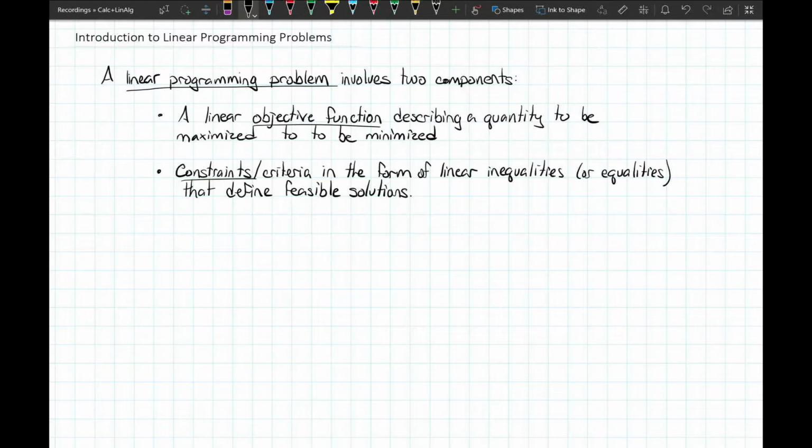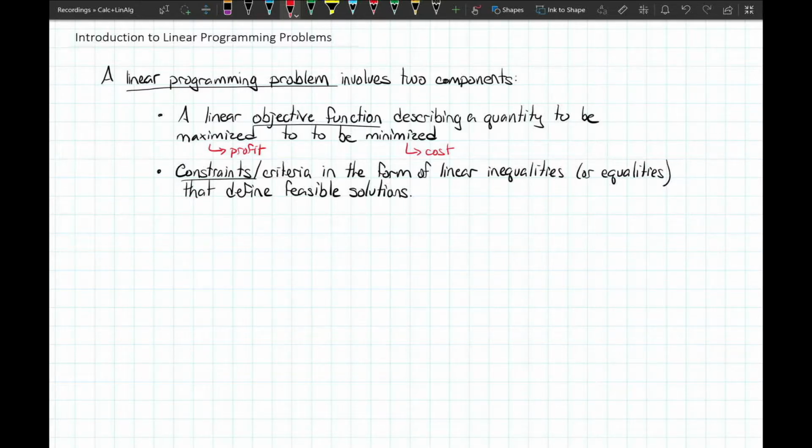Well, a linear programming problem will involve two components. We have an objective function, and that will be some sort of quantity that we wish to maximize or minimize. So if we want to think of an example of something to be maximized, we might be thinking of profit. If you want to think of something that we want to be minimizing, perhaps we're trying to minimize something like cost.